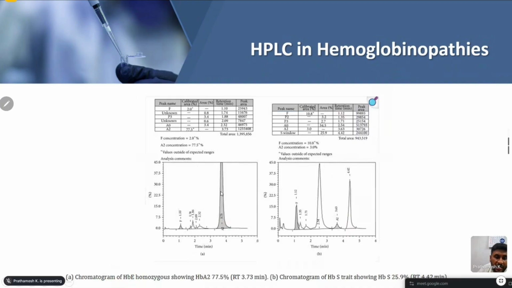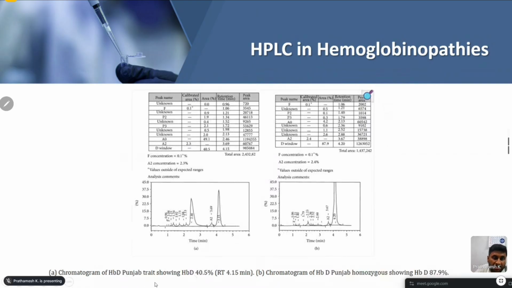Next one, A2E window में आपका A2 देखिए कितना है, 77.5%, going in favor of homozygous condition. So HbE homozygous, 77.5%. Next is HbS trait. HbS trait दिख रहा है, HbS देखिए 25.9%, एरिया 25.9%, लेस देन 50% है. एस विंडो आपको अलग आ रहा है, 4.42 पे है. ओके. सो यहाँ पे थोड़ा आपको HbF भी बढ़ा हुआ दिखेगा. तो बेसिकली it's a compensatory increase by the body. It's trying to produce more fetal hemoglobin in compensation.